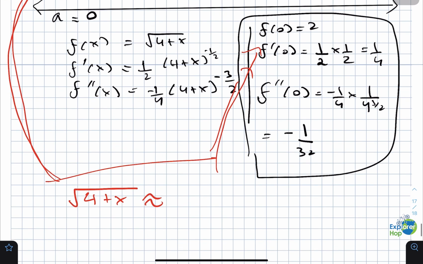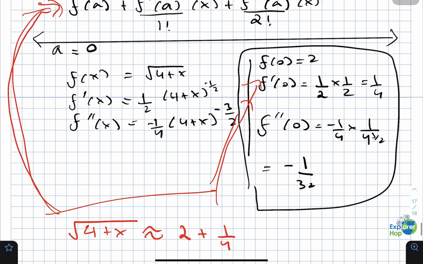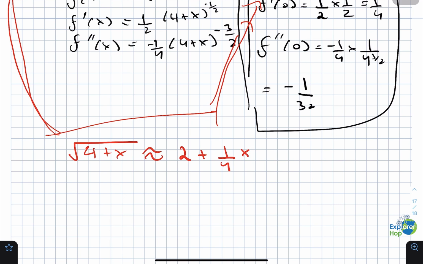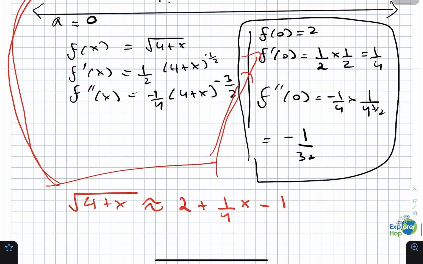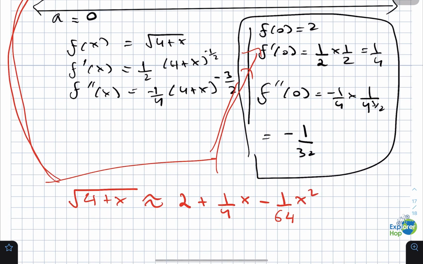So let's do that. That would give us 2 plus 1 over 4 times x to the power of 1, which is just x, minus 1 over 64 times x squared.